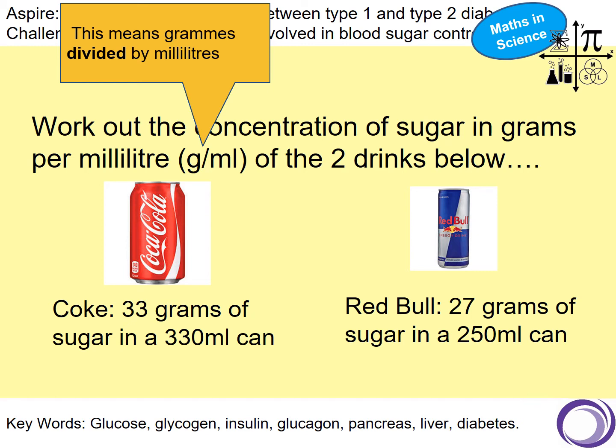So I'm going to give you a minute. You can use a calculator on your phone or a calculator if you have one handy to work this out. So how much sugar is there in grams per millilitre in the can of regular Coke and the can of Red Bull? It's not 33 and 27 because we've got different volumes of drink there. Off you go.